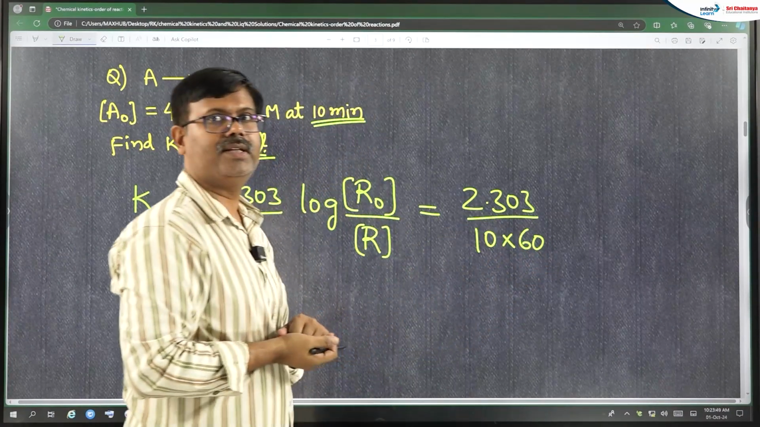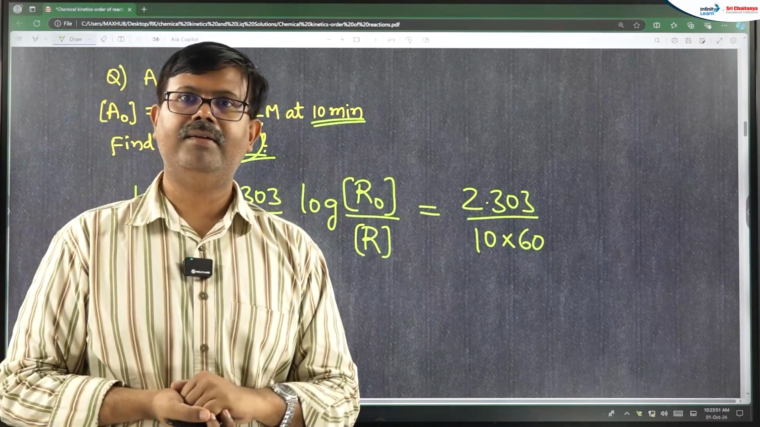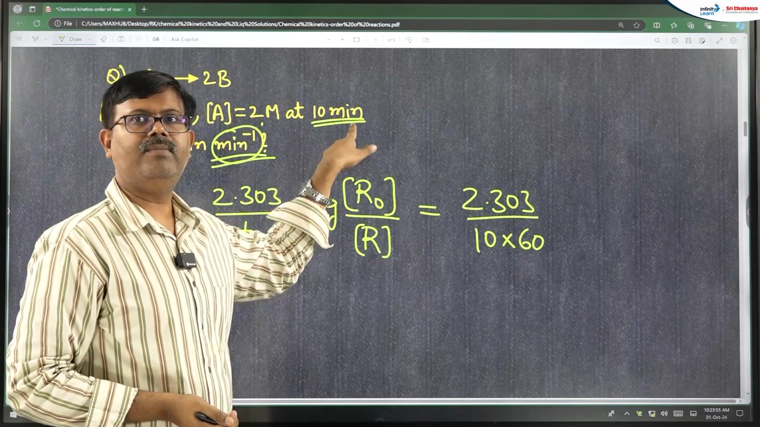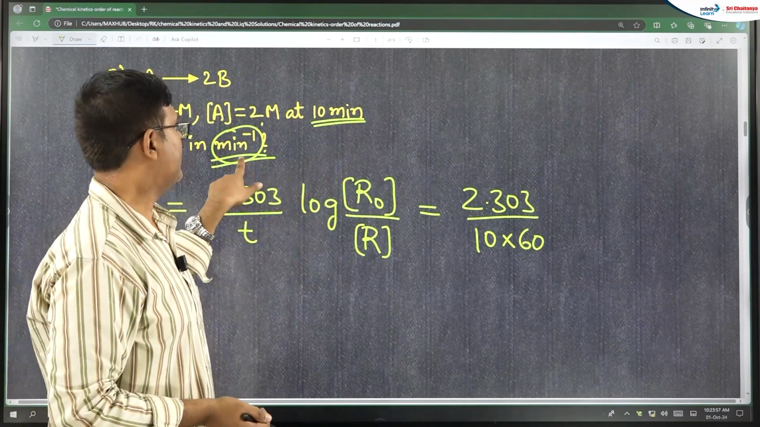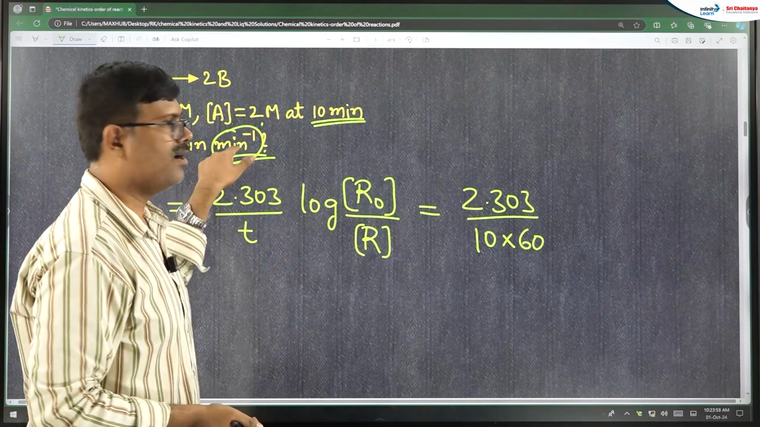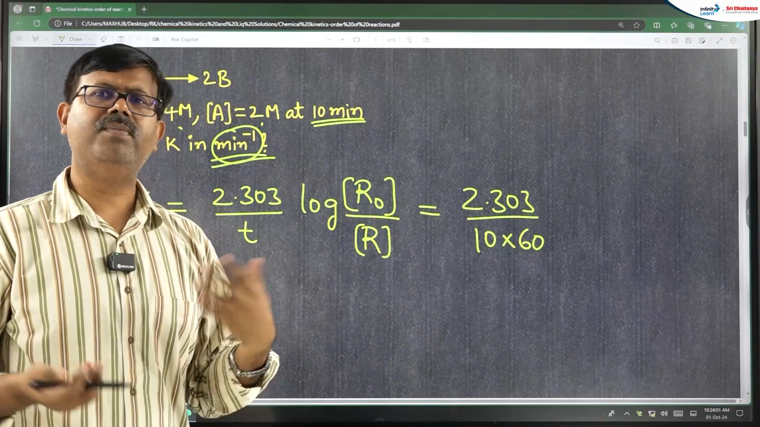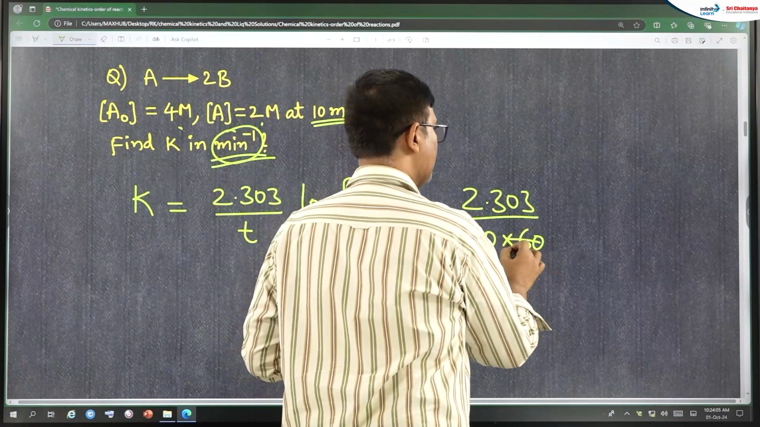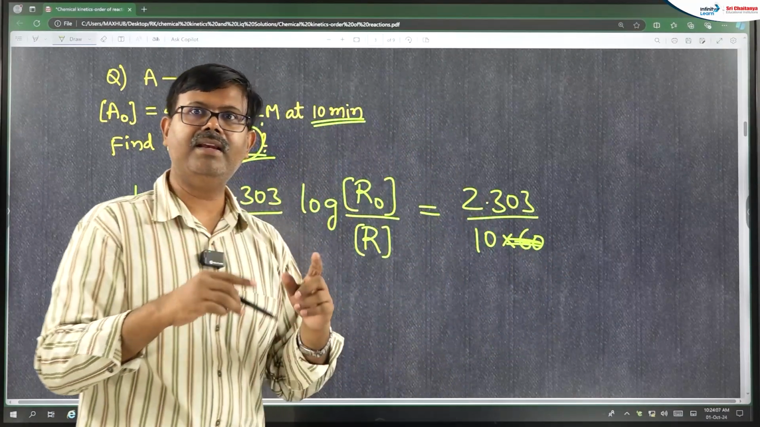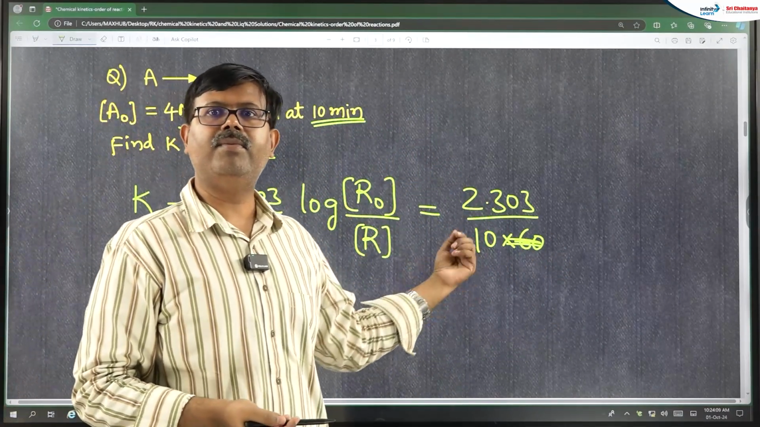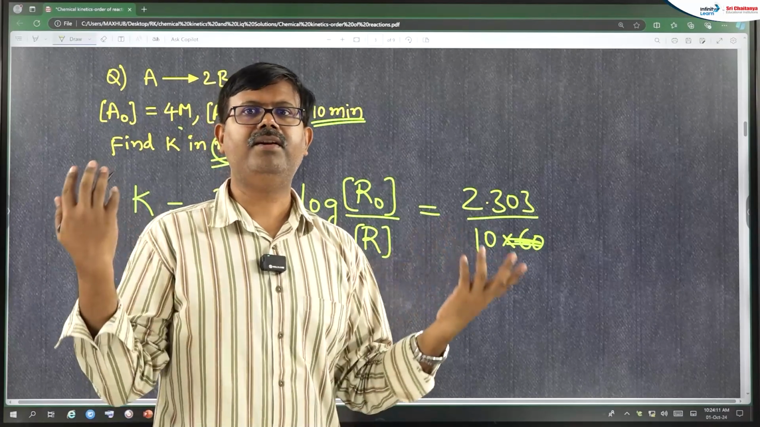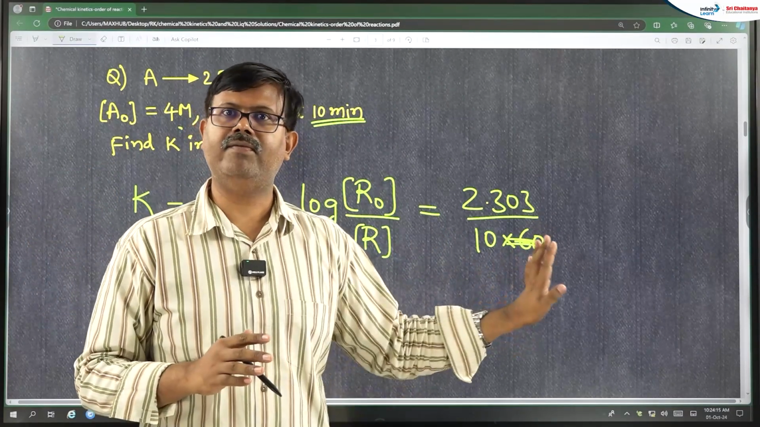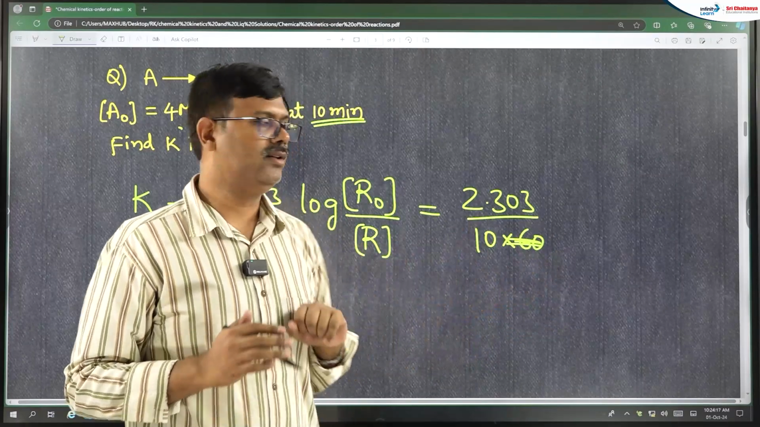I'll take 10 into 60? Why? Because time is given in minutes, but they are expecting the answer in minute inverse. So, for minute inverse, keep it as 10 only. Suppose if they expect the answer in second inverse, then convert that time also into seconds. But here in the question they have asked minutes only. So, let's keep it as 10 only. Don't convert into seconds there.